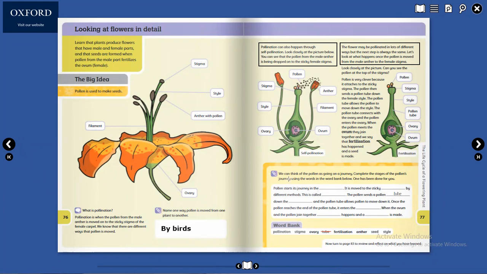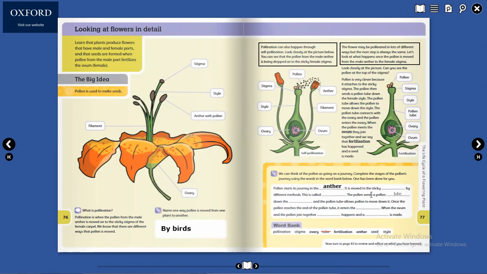We can think of pollen as going on a journey. Complete the stages of the pollen's journey using the words in the word bank. One has been done for you. Pollen starts its journey in the anther.